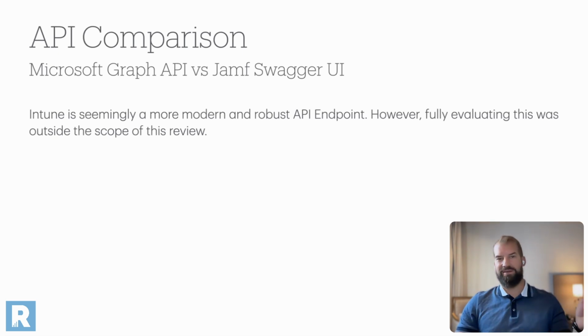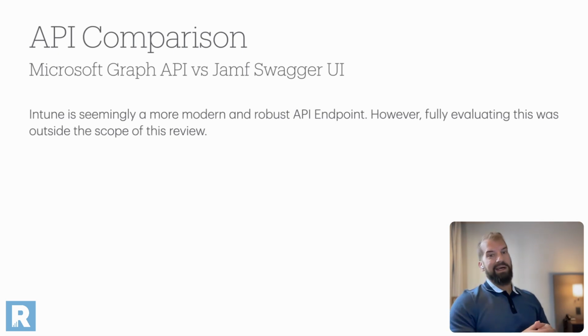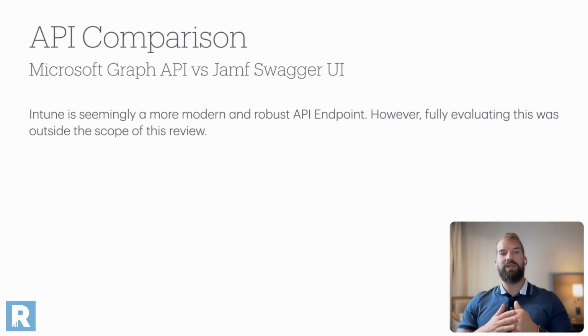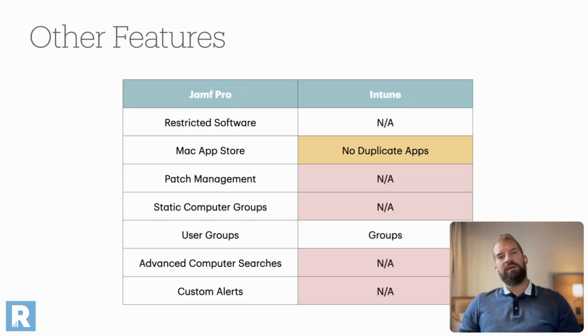Jamf also has their Classic API versus the production API. The Jamf API is a little bit weird. Personally, I like it because it's what I learned and it's what I know, and you can do a lot with it. But I will admit something like the Microsoft Graph API is a lot more robust. And there are a couple of other features I wanted to point out that we really don't need to go into in as much depth.